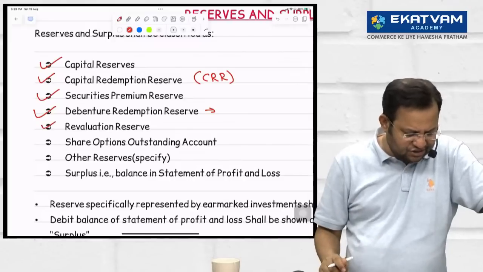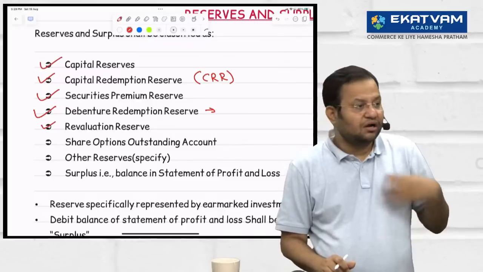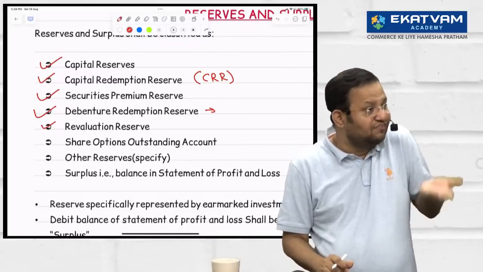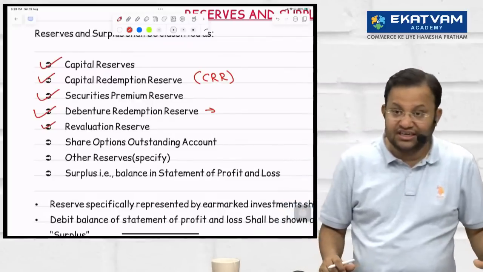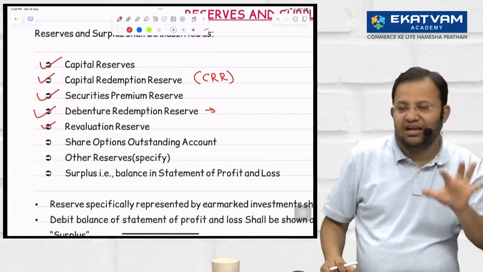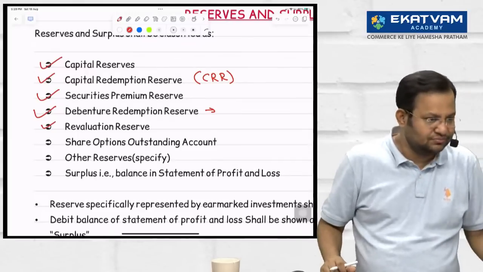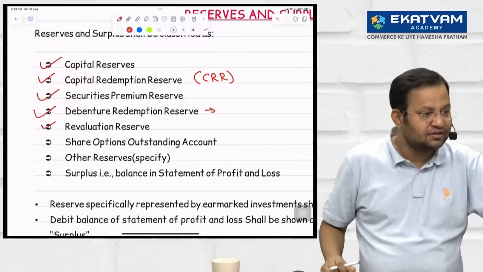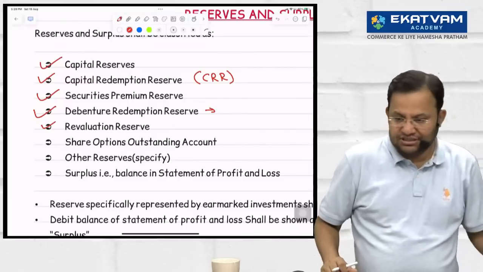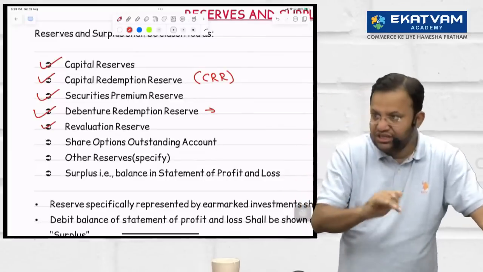Revaluation reserve. When do you create a revaluation reserve? When you increase the value of fixed asset. I did not say decrease. When you decrease the value of fixed asset, it is called as impairment loss. Which is also in your syllabus now because of new accounting standard which is introduced in inter syllabus.